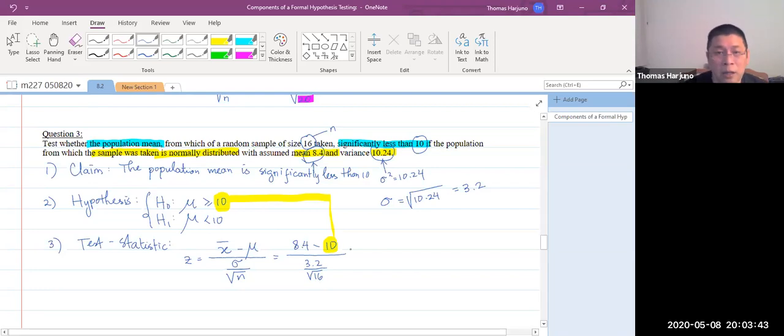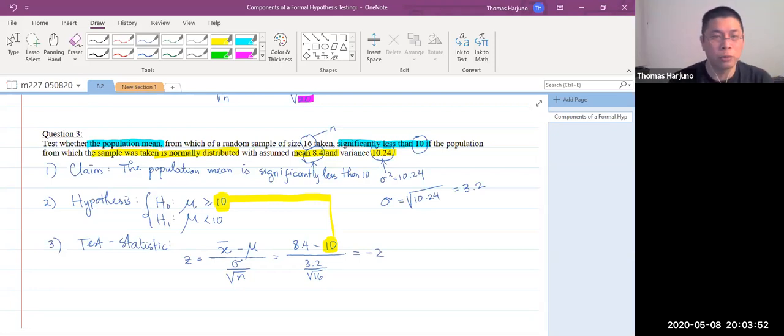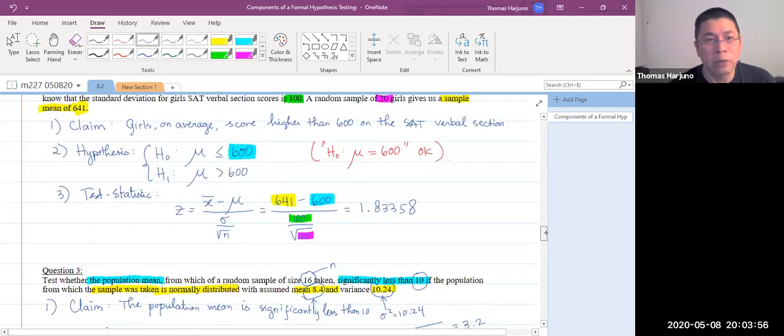I get exactly -2. You need to try it yourself, though. Later on you will see it has a lot to do with your calculator also. You need to know how to use your calculator. Okay, so for now, I will stop the lecture here.